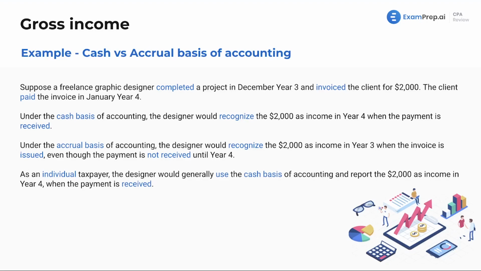Big difference. And again, why do we care? Why am I focusing on this? Well, because this has significant impacts for recognizing gross income. As an individual taxpayer, the designer would generally use the cash basis of accounting and report the $2,000 as income in year 4 when the payment is actually received. That's what goes into your tax return.